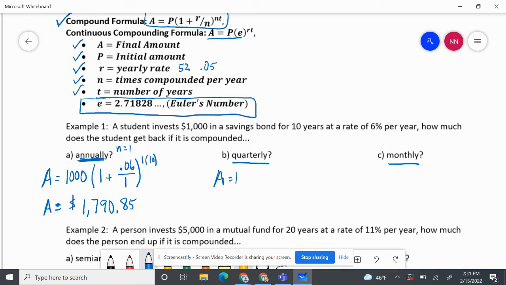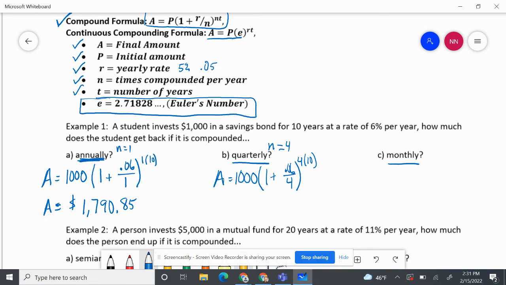Okay, this time we're going to do it for quarterly. So we have our initial amount, or our initial investment. We're going to times it by 1 plus our 6%. We're going to divide it by 4 because quarterly means 4 times per year. And then we're raising it to the 4 times 10.